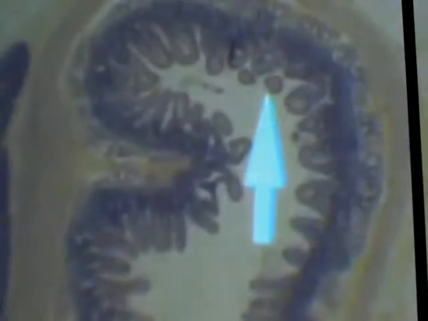Alright, so scanning view. This is a composite slide of the small intestine. We have the duodenum, the ileum, and the jejunum. Remember, we're looking for our Brunner's glands in our duodenum.